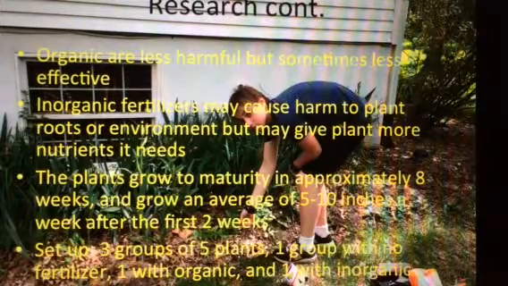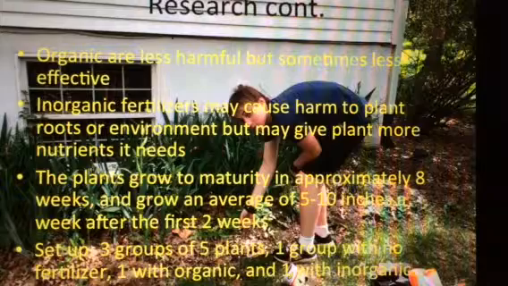My tomato plants, the plants I used for this experiment, grow to maturity in approximately 8 weeks and grow an average of 5 to 10 inches a week after the first 2 weeks. I saw more of an average of 5 to 6 or 7 inches a week. The setup of this project was quite simple. I had 3 groups of 5 plants. One group that received no fertilizer, one group that received organic fertilizer, and one group that received inorganic fertilizer.